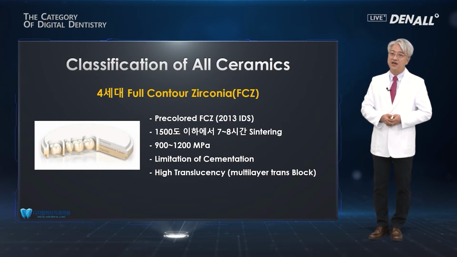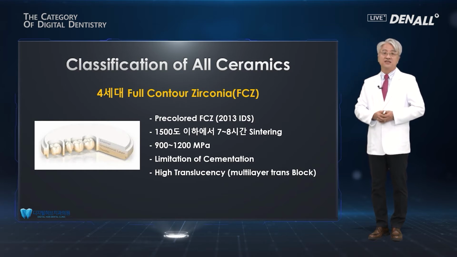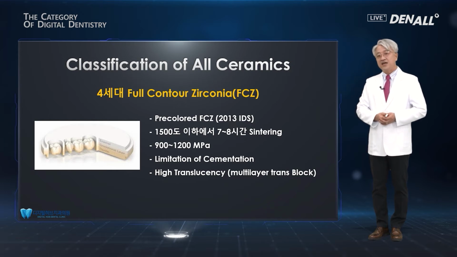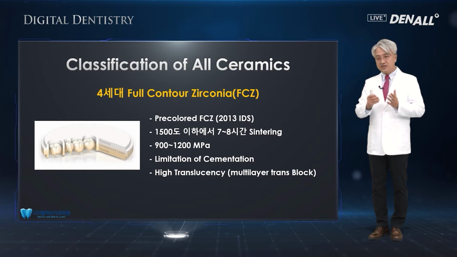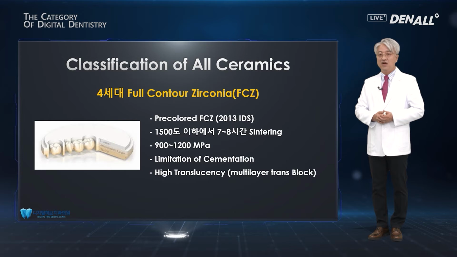Aesthetically, compared to the first and second generation, it was a bit lacking. It's strong, but in the anterior or aesthetic area, it only had limited use. But in the last 1 or 2 years, very translucent blocks are available, and multi-layered gradation blocks are also available. So even for all ceramic on the anterior side, zirconia has become a very attractive alternative and example.